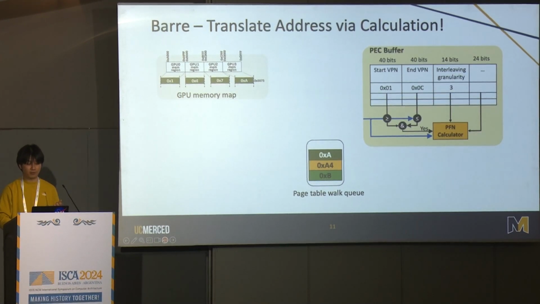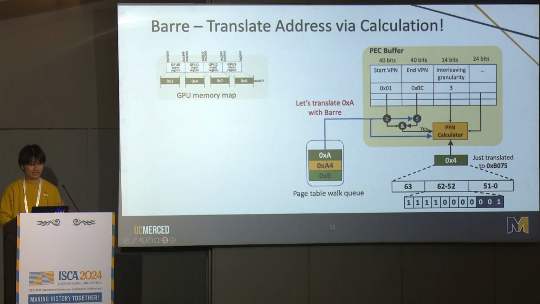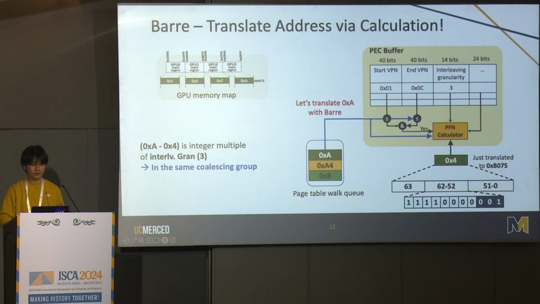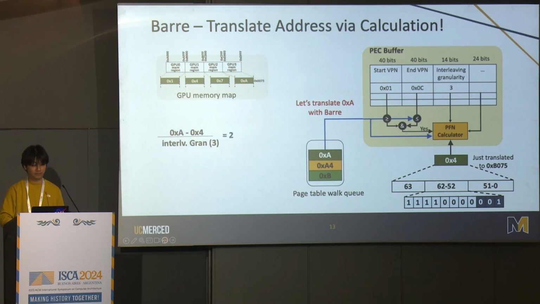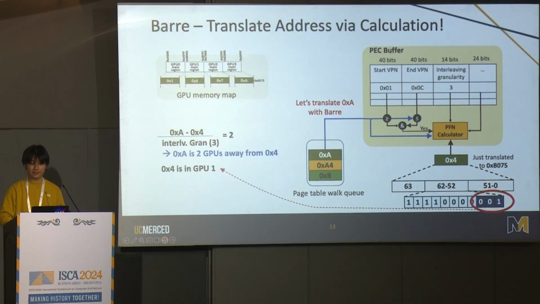We then demonstrate an example. Starting from a translated PTE 0x4, we translate a VPN 0xa. Firstly, we check the start and end VPN of the 2 PTEs and verify that they are in the same data range. Then we find that by adding the interleaving granularity, which is 2 times, we know that 0x4 and 0xa are in the same coalescing group. Then, since the multiplier integer is 2, we know that 0xa is 2 GPUs away from 0x4. And then, since 0x4 is a translated PTE located at GPU 1, we know that 0xa is located at GPU 3.